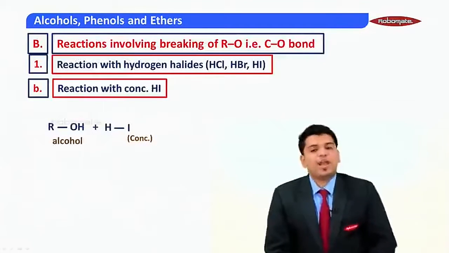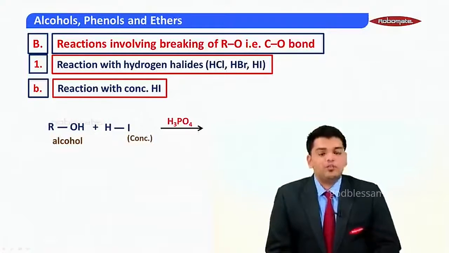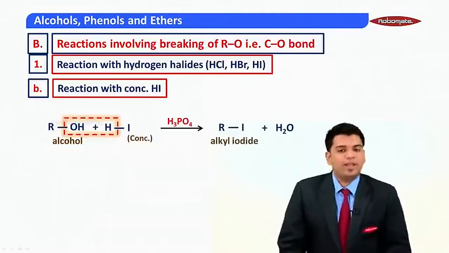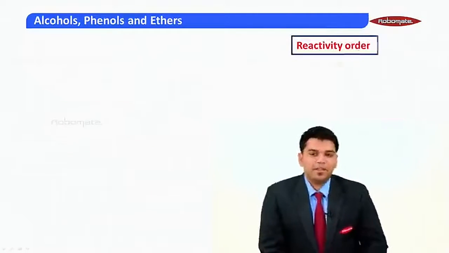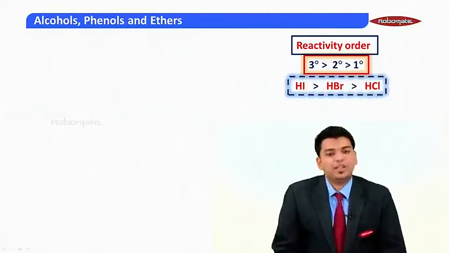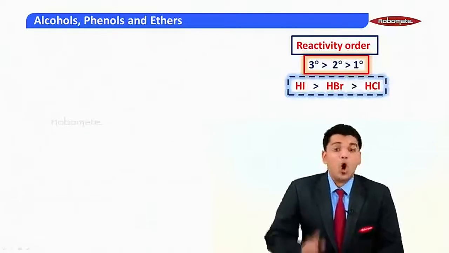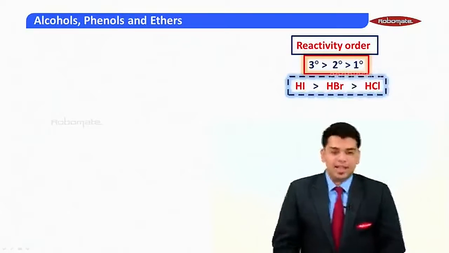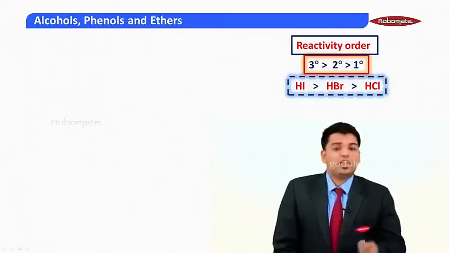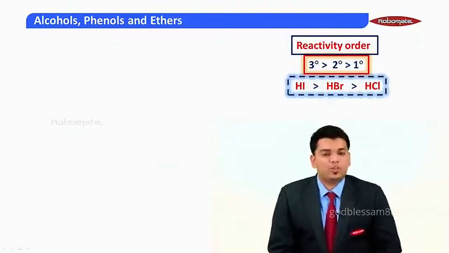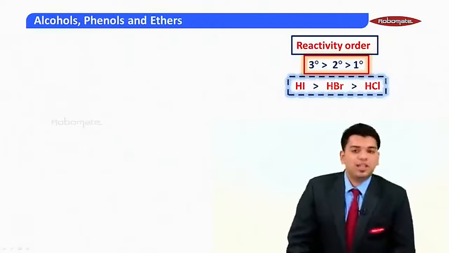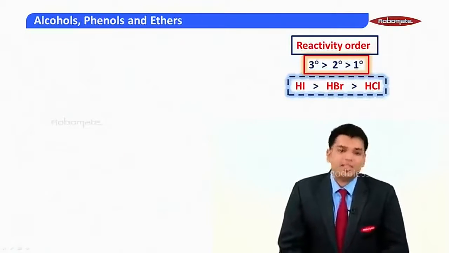Now ROH, when reacted with conc HI in the presence of phosphoric acid, eliminates a water molecule with the formation of alkyl iodide, that is RI. Here again the order of reactivity is 3 degree greater than 2 degree greater than 1 degree. Also the order of halides here is HI greater than HBr greater than HCl. That means that since we are using HI, the conditions required compared to HBr and HCl would be the mildest. In this category, 1 degree would require the harshest conditions and 3 degree the easiest.